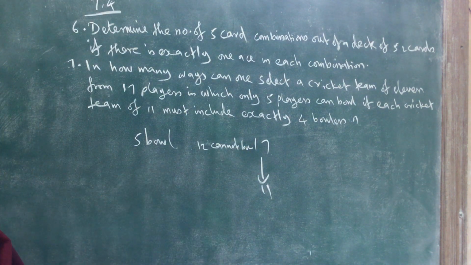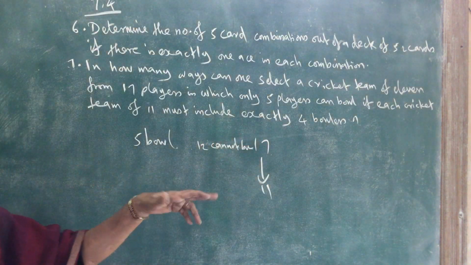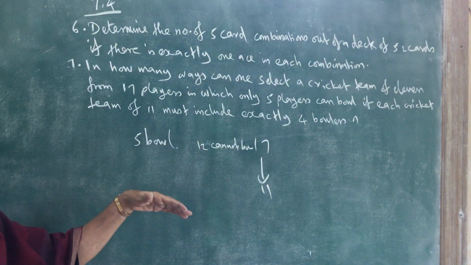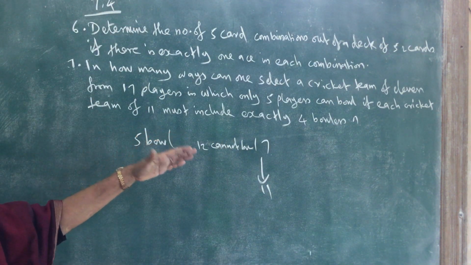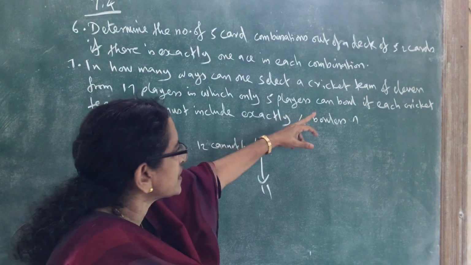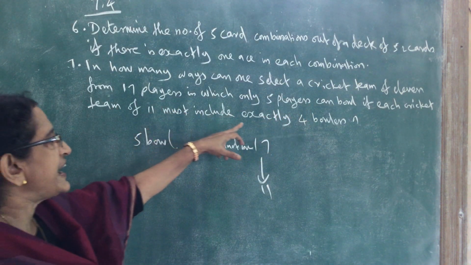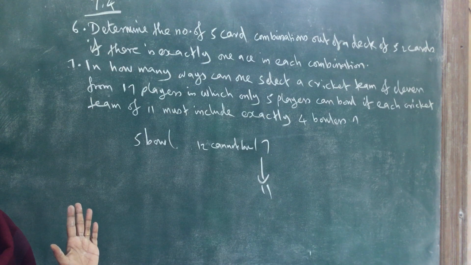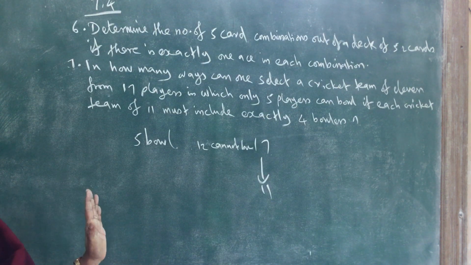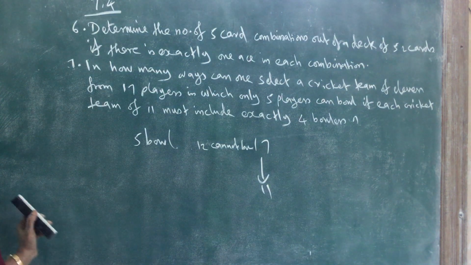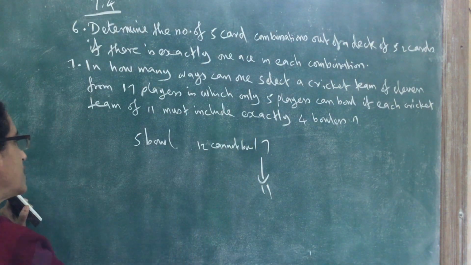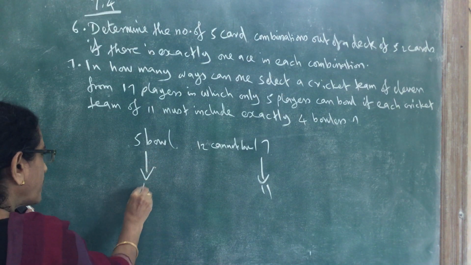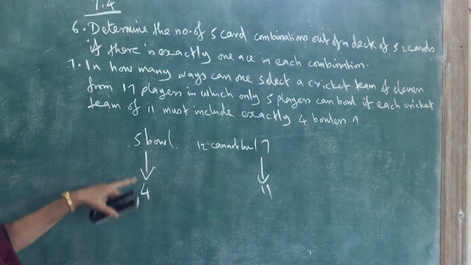So from the group of 17 players, in which 5 are bowlers and 12 cannot bowl, we have to select a team of 11. And what is the condition? Each cricket team of 11 must include exactly 4 bowlers. Exactly, that word is very important. No more than 4 bowlers are possible, but exactly 4 bowlers are needed in the team of 11. There are a total of 5 bowlers, so we select 4 bowlers in 5C4 ways.